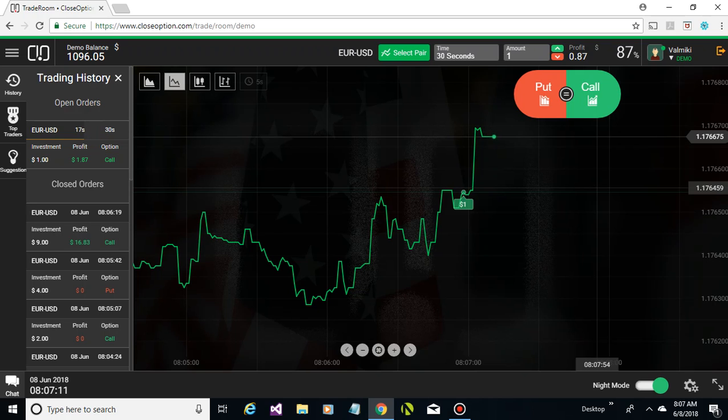Since we won on the 4th progression at a call, we continue with the call position, but we lower our bet to $1. So every win that we make, we always go back to the level 1 progression, which is the $1 level.